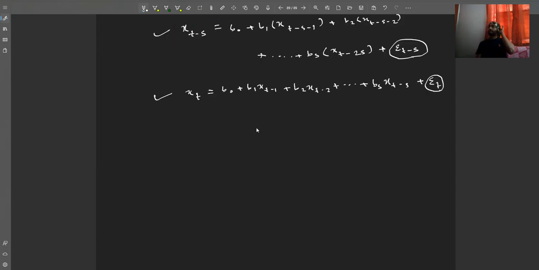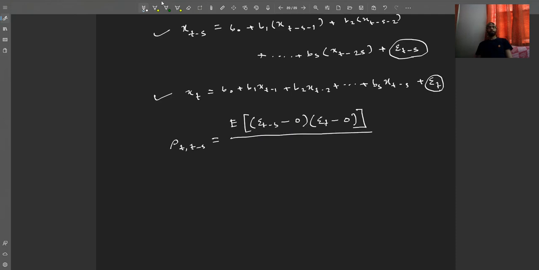Now we do a correlation test for these two error values, friends. How do we do that? Correlation t minus s is equal to expected value of error t minus s minus expected value of error. Now in a time series, the expected value of error is 0. This expression multiplied by error for t minus expected value of error, which is again 0. This entire thing divided by the variance of the error value.